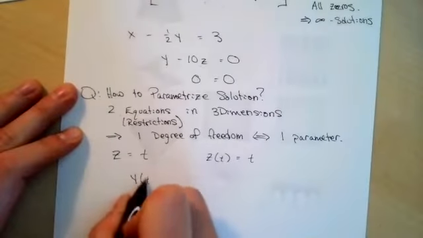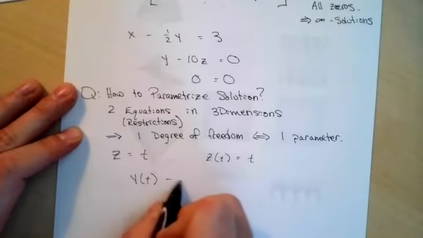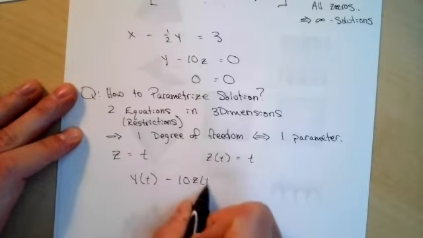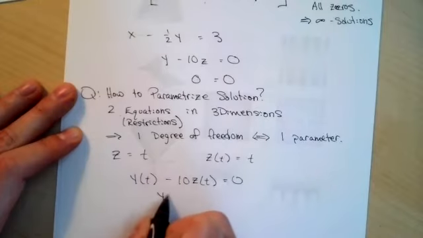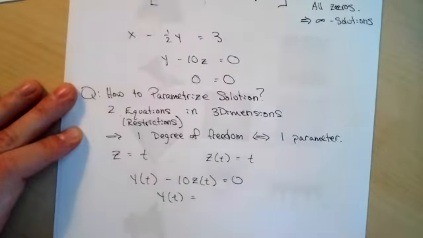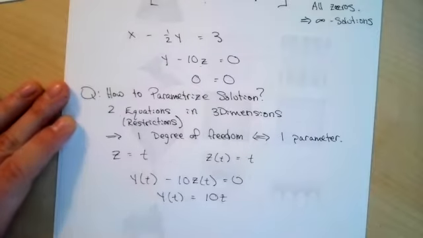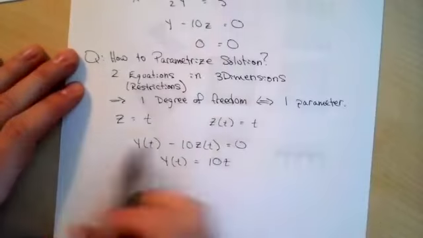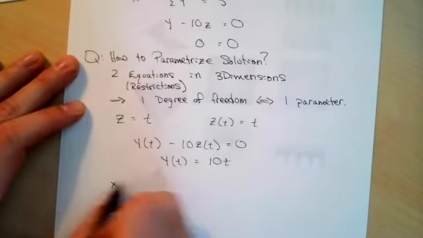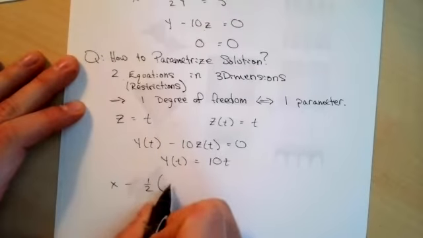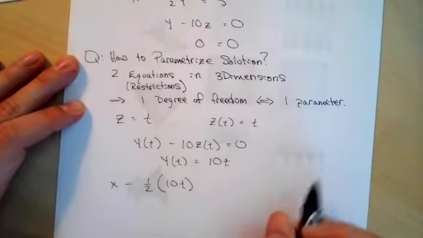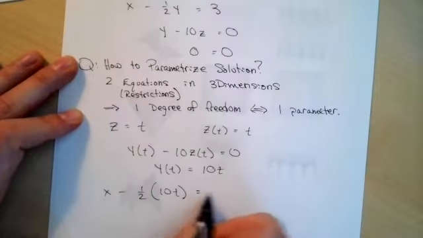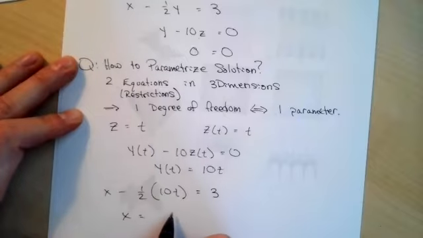And then by our equations, we know that y is now a function of t. y minus 10z should be 0. So for our function y of t, z of t is just t, so y of t equals 10t. And now we can do the same thing for x. So x minus 1/2 y of t, which was 10t, is equal to 3. So we get x is equal to 3 plus 5t.